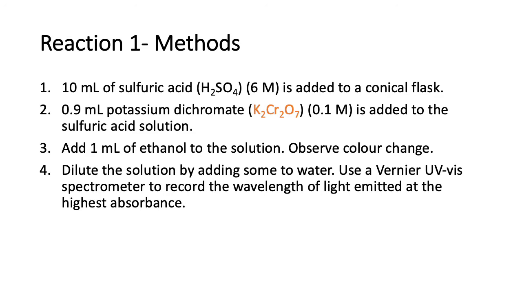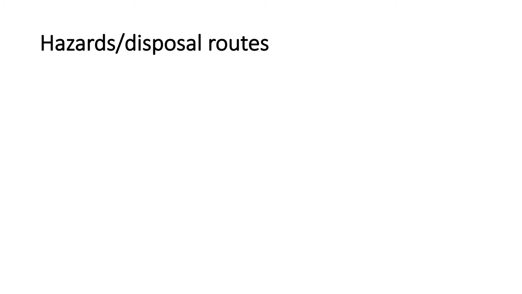If you wanted to UV vis, you add some of it to some water, and then you can put that solution inside of a cuvette, and then use the Vernier UV vis spectrometer, and then you can record the wavelength at the highest absorbance point. So these are the hazards and disposal routes for this reaction.